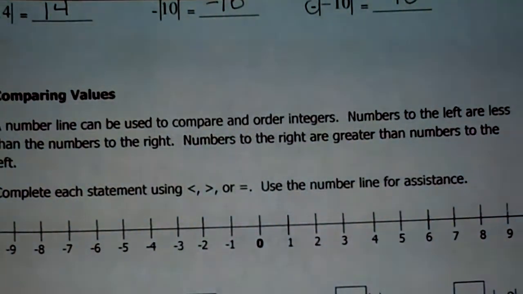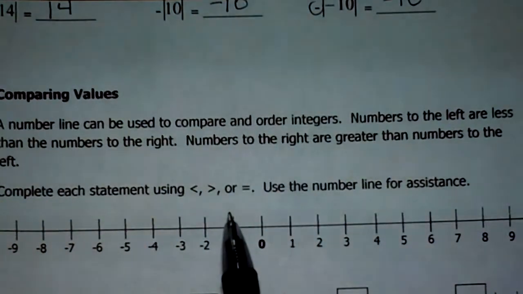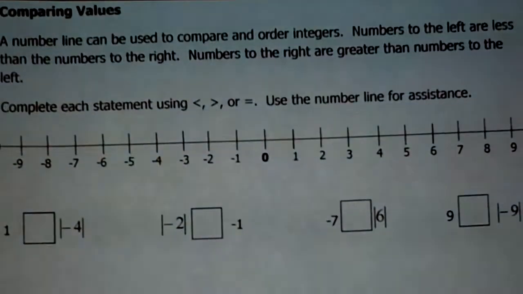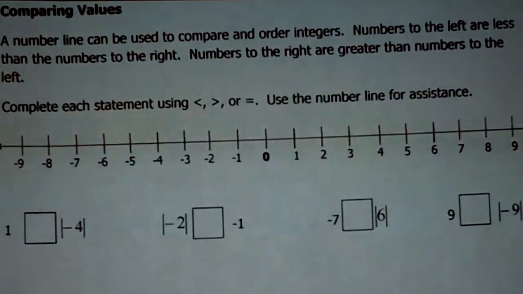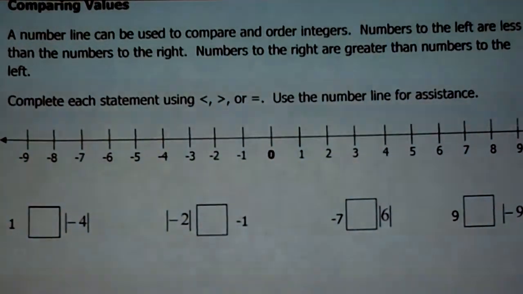So I ask you to complete each one of these statements using less than, greater than, or equal to. And you might be thinking, we learned this a long, long time ago. I'm guessing you didn't learn it with problems that look like this, though, where you have these absolute value signs in here. So we're going to use a number line and the fact that the numbers to the left are less to help us out with each one of these.